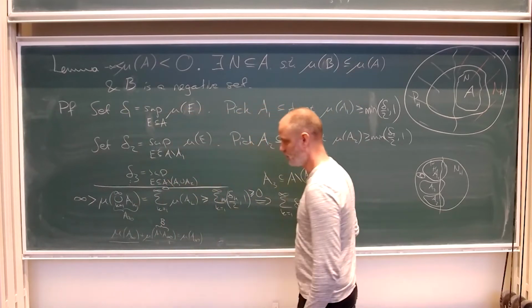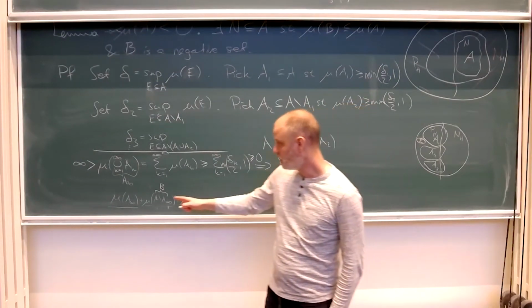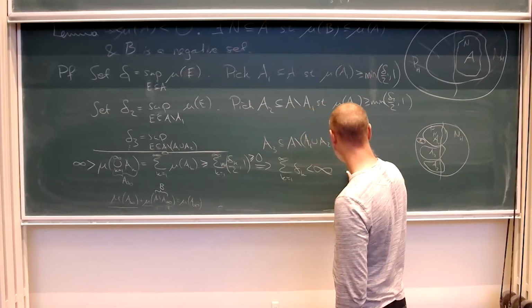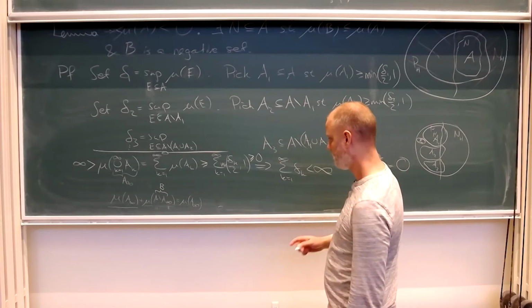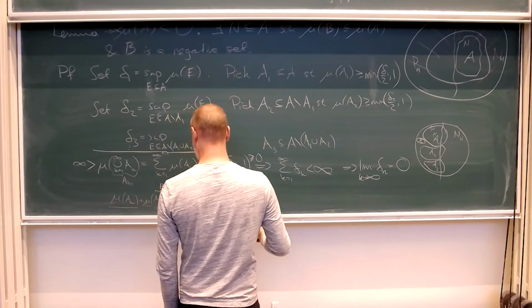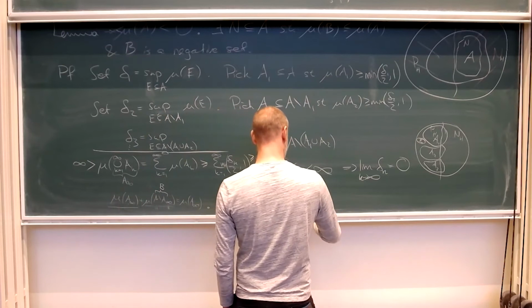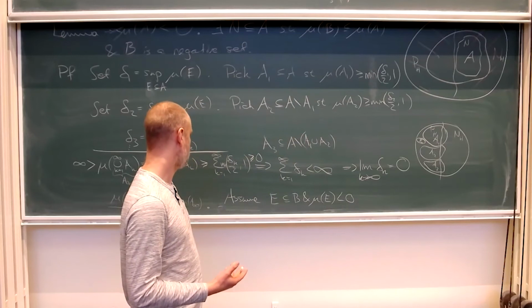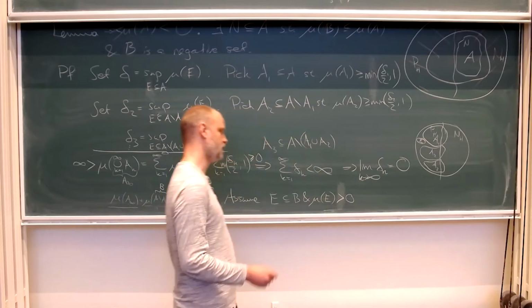Now the difficult part is showing that B here is a negative set. So the point is, assume that what I'm going to call E is a subset of B, and mu of E is less than 0. Sorry, we want to prove that B is a negative set, so then it should be bigger than or equal to 0.